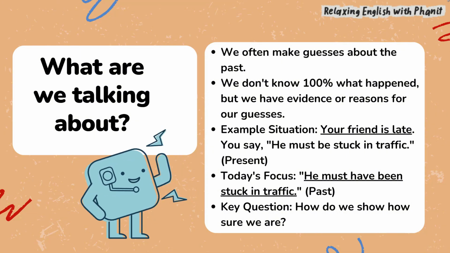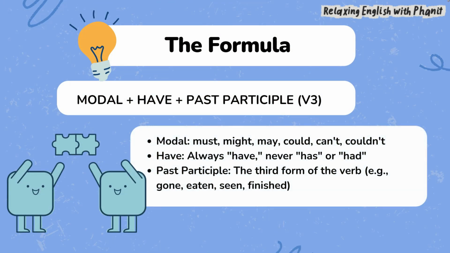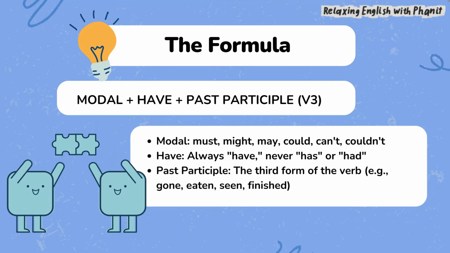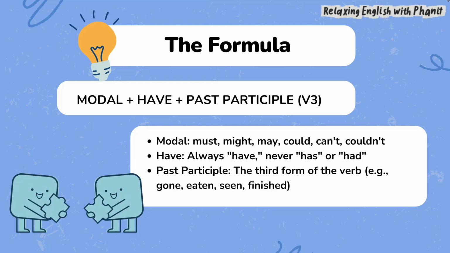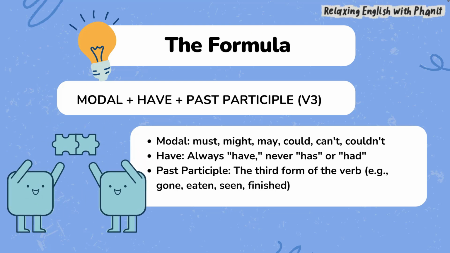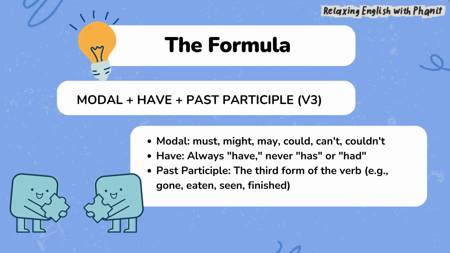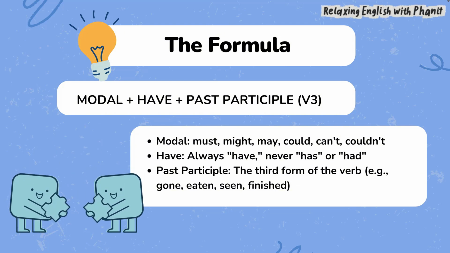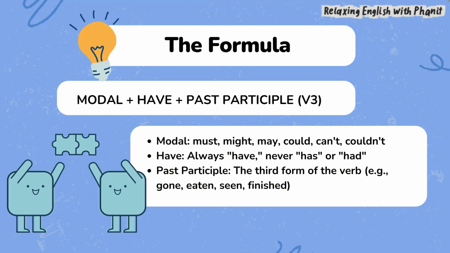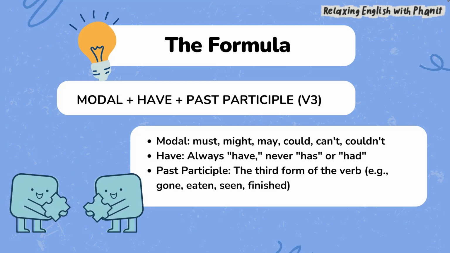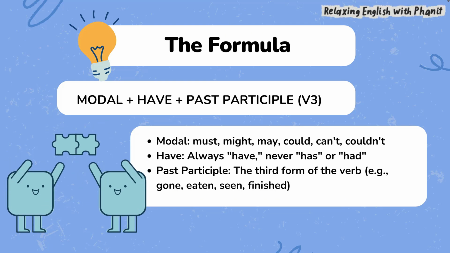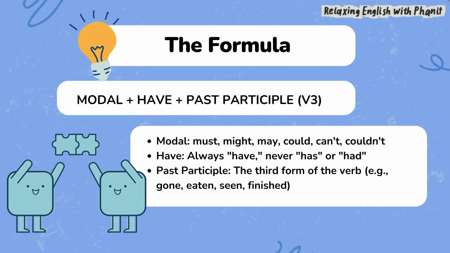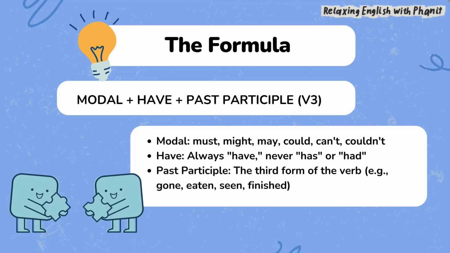Let's crack this code. Okay, detectives, here it is, the golden rule. To make any past deduction, you need this simple formula. Ready? It's modal plus have plus past participle. Let's break that down. The modal is our word of certainty, like must, might, or can't. Then we always use have, not has, not had, always have. And finally, the past participle. That's the third form of the verb, like gone, eaten, or seen. Memorize this formula and you've got the master key.